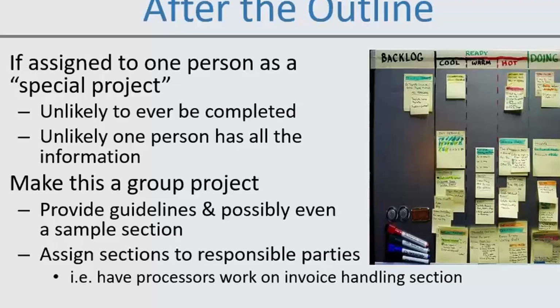Now, once you've got your outline of topics to be covered completed, you need to figure out how you're going to do this. You can assign it to one person as a special project. I've worked in a number of organizations where it has been assigned to somebody as a special project, and I have never seen it completed. If you have, I'd love to hear from you, but think about this. If you give someone an outline and ask them to write this for you, you are essentially asking them to write a book. How many people do you know that have written a book? Maybe you know 1 or 2, but okay.